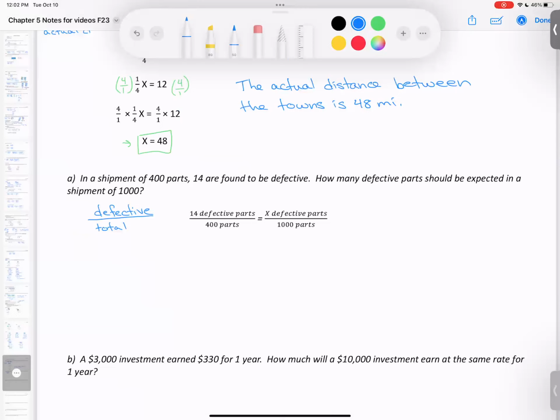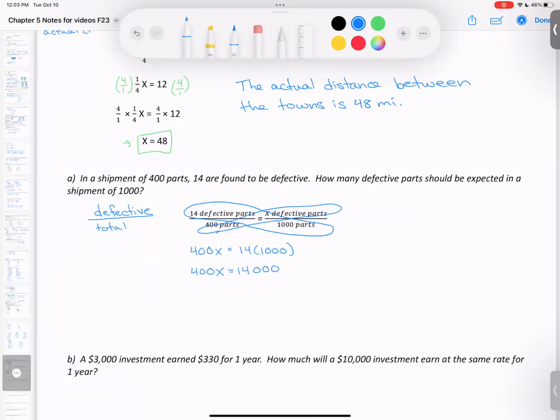So we get 14 defective parts over a total of 400 parts. And we know that's going to be an equal proportion, so equal to some unknown amount of defective parts over a total order of 1,000 parts. Now we have this proportion set up. Let's do the cross product. We're going to get 400 times x, or 400x, equals 14 times 1,000. 14 times 1,000 would be 14,000.